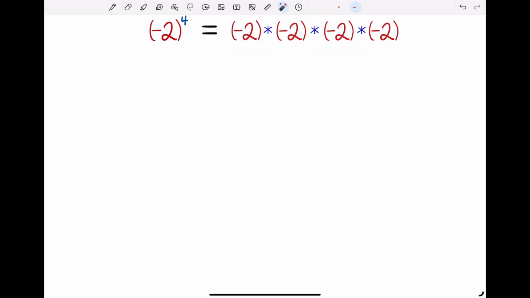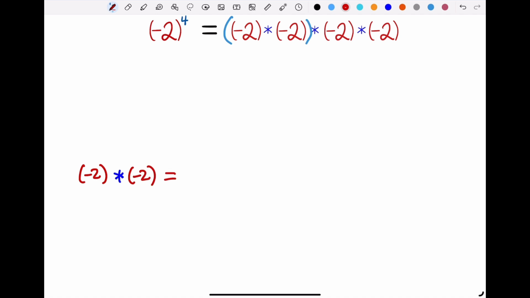So we're going to use the associative property, multiply 2 numbers at a time, and continue that process until we run out of numbers to multiply with. Alright, so let's begin. Let's group the first 2 negative 2's together. So we're going to multiply negative 2 times negative 2.